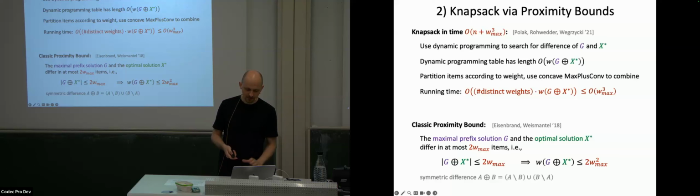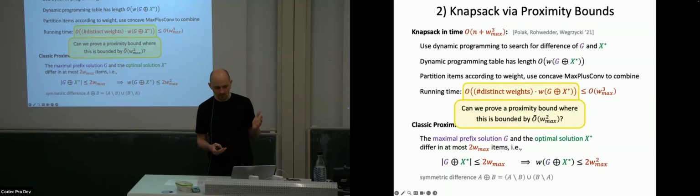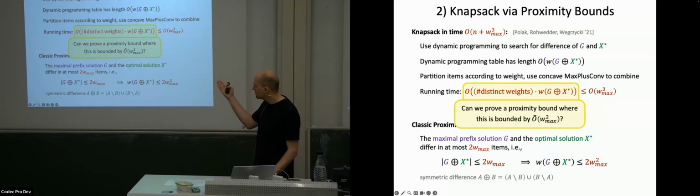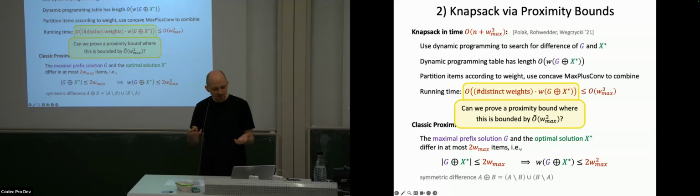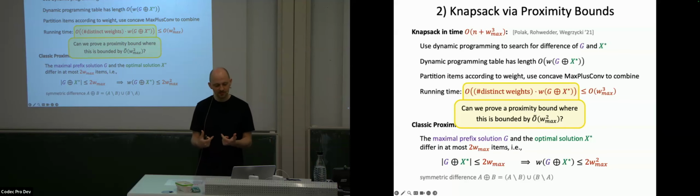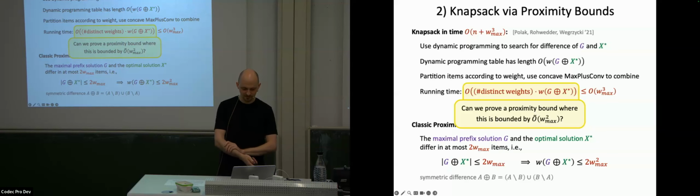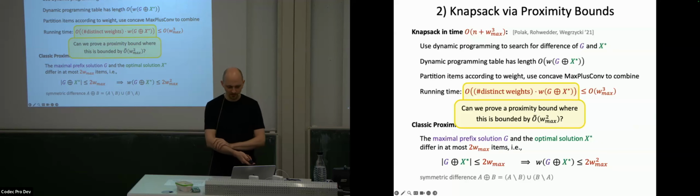All right, so that was the state of the art a year ago. And then people asked the question of whether this term here, this product of these two, can be more directly bounded, right? Because we're losing quite a lot in bounding them independently. Can we somehow get a proximity bound that really looks at these two terms in combination, the product of these two terms? And at best, we can hope to reduce this bound to W max squared.